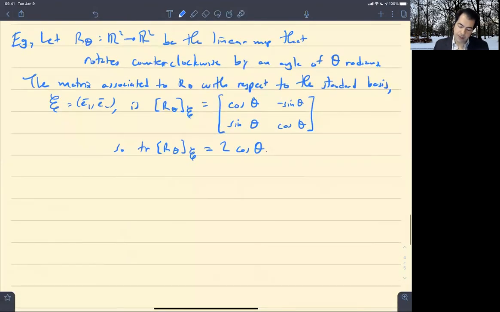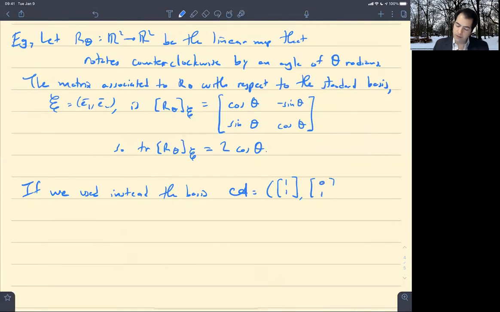Okay, let's pick a different basis. If we used instead the basis A, so let's say the basis has first vector (1, 1) and second vector (0, 1), I want to find the matrix associated to R theta with respect to this basis. So remember, one way to find this is one column at a time. To find the first column, I'll take the first basis vector, hit it with R theta, and then express the result with respect to this basis. So R theta of the vector (1, 1).